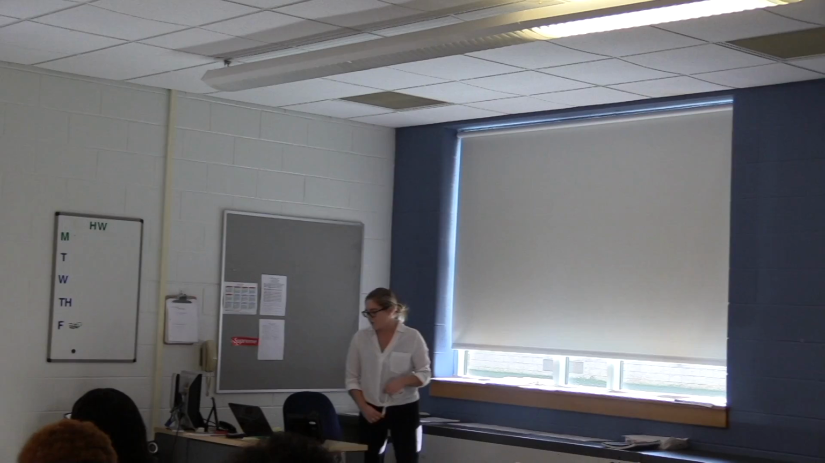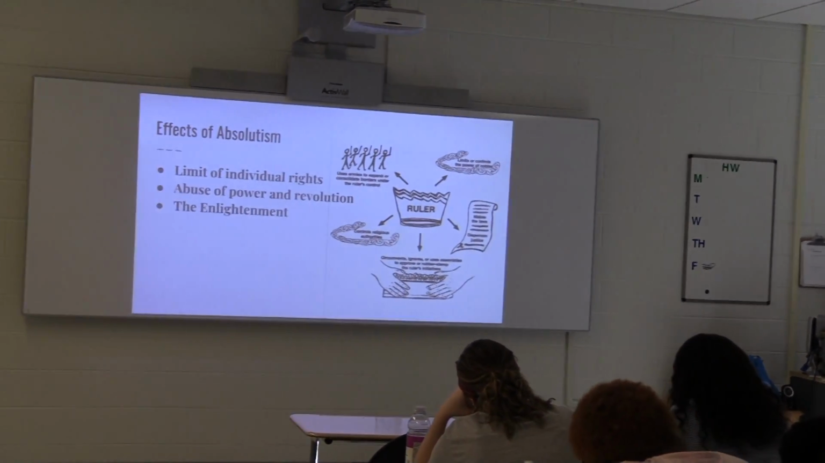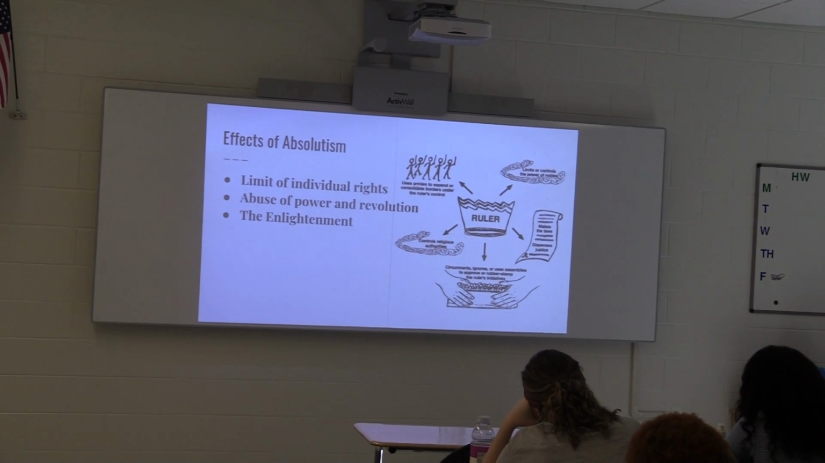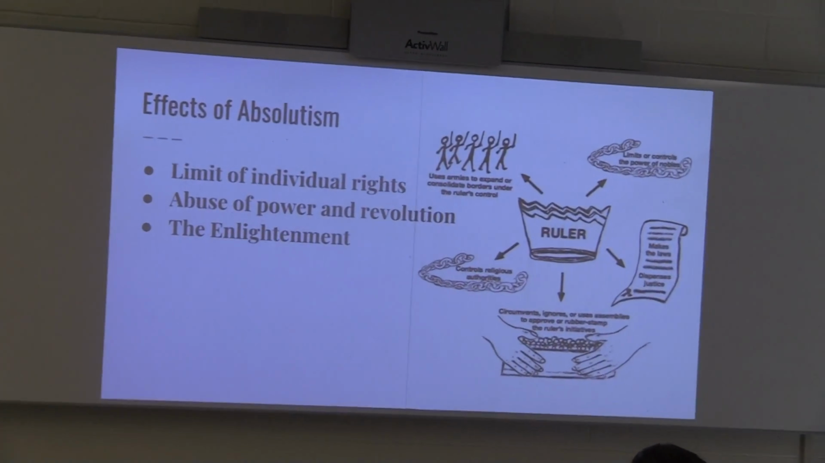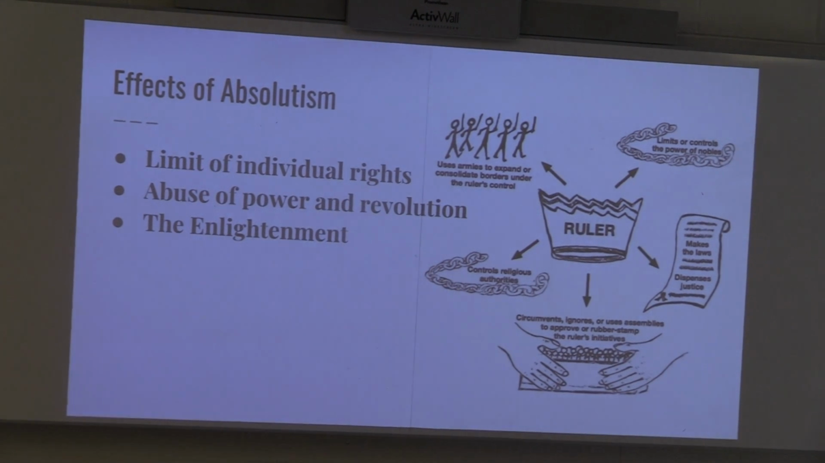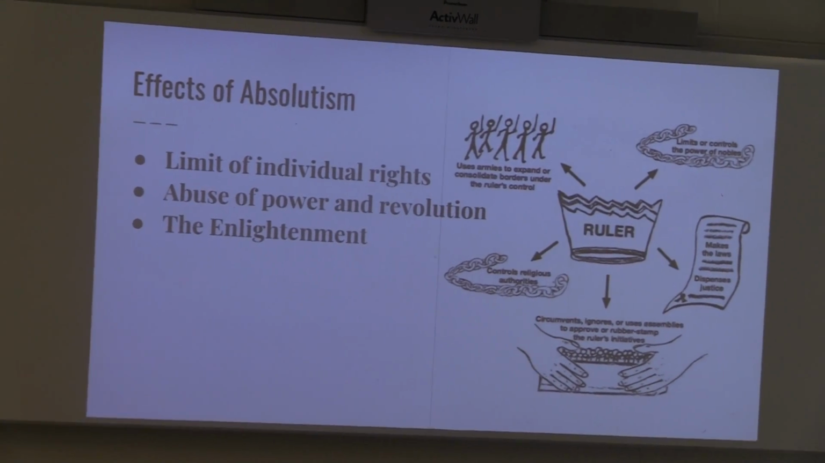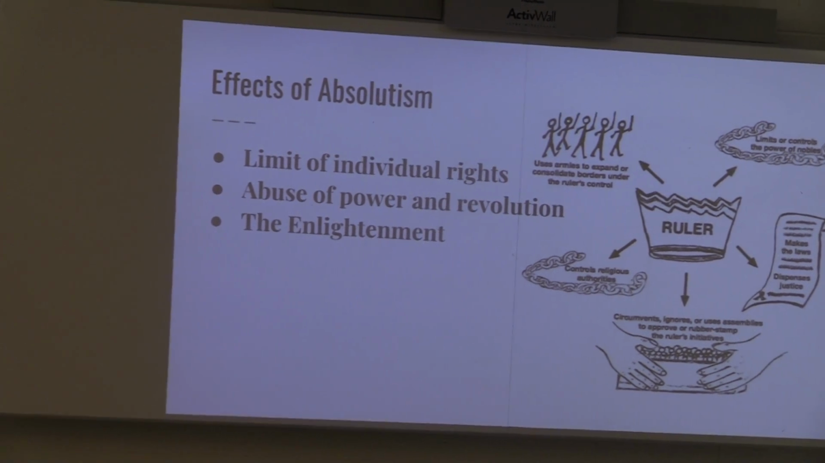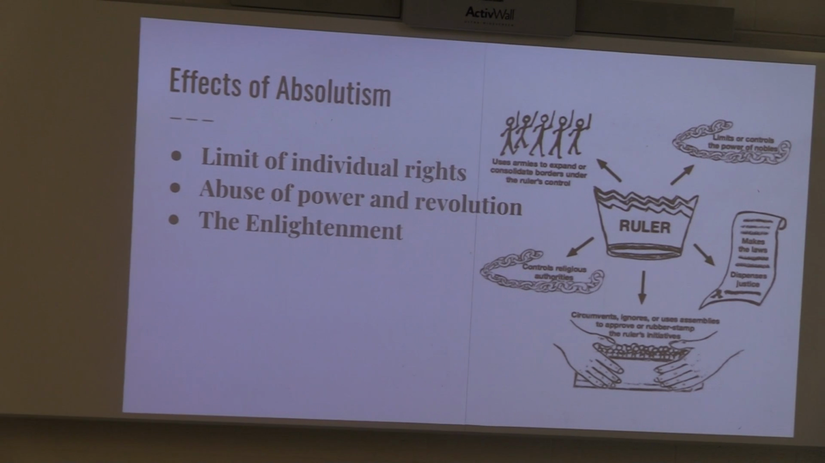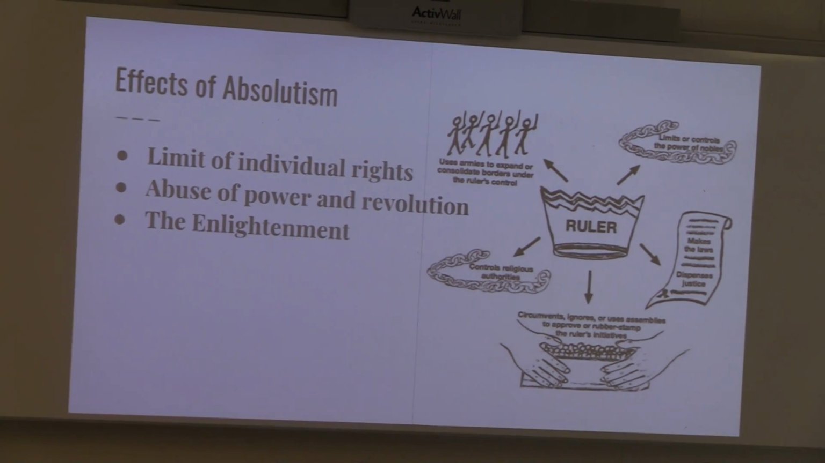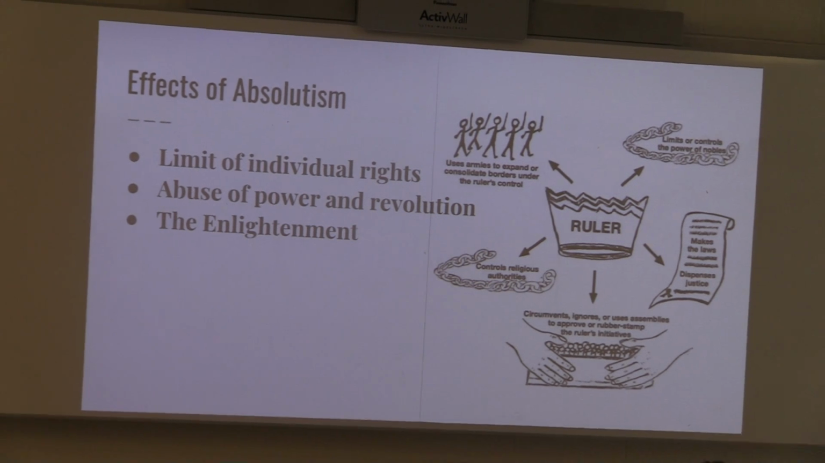And the effects of absolutism. It limits individual rights. There's an abuse of power. And then the Enlightenment eventually occurs. And we're going to talk about the Enlightenment, so you don't need to write anything down about that just yet. But in an absolutist government, just like I told you, they have complete control. They make the laws, they have control over their nobles, they have control over their religion, they have control over the people, the army. How is this different from our government?